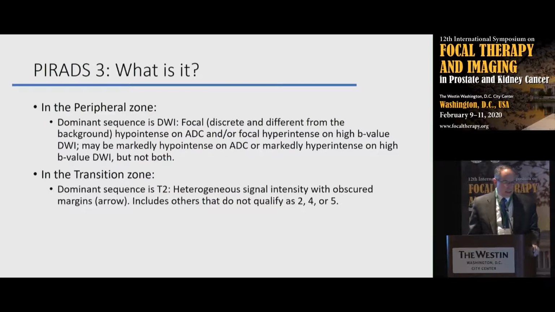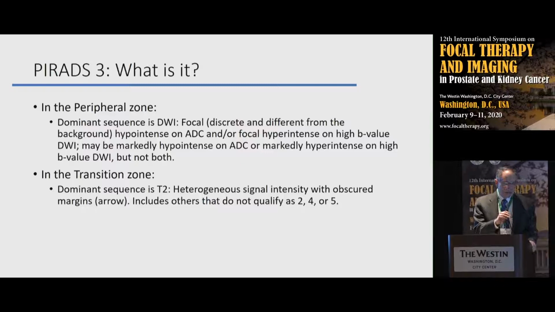So I thought we'd start by definition, PI-RADS 3. Just to remember this, in the peripheral zone, our dominant sequence is the diffusion, and it's defined as focal, discrete, and different from the background, hypointense on ADC, and/or focal hyperintense on high B value, and maybe markedly hypointense on ADC or markedly hyperintense.